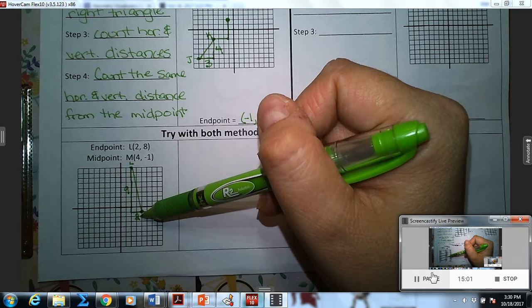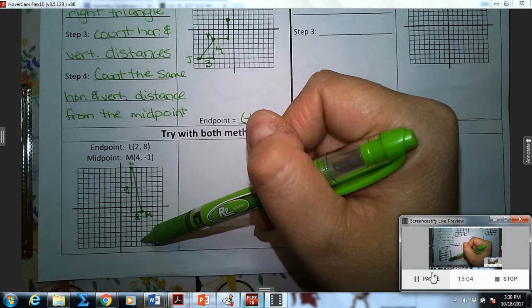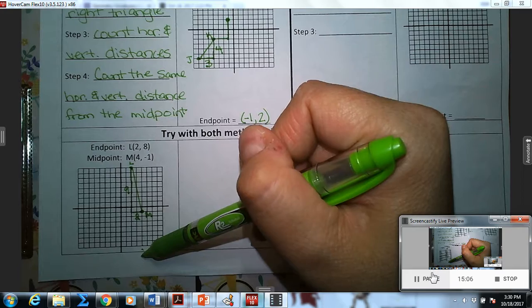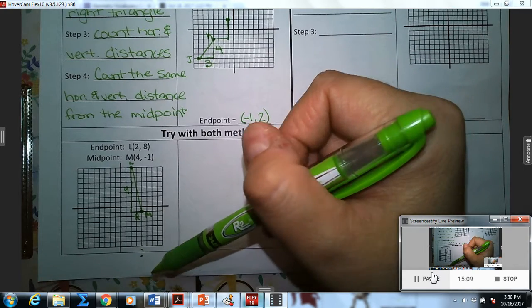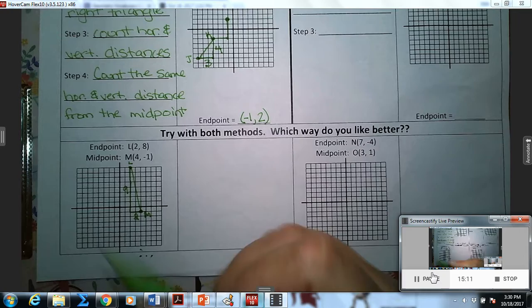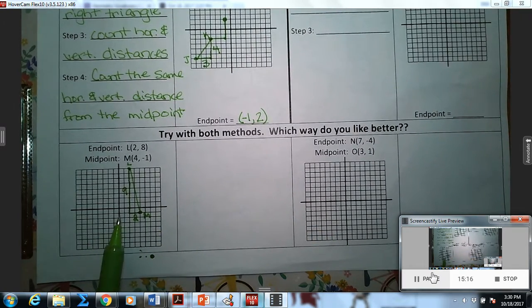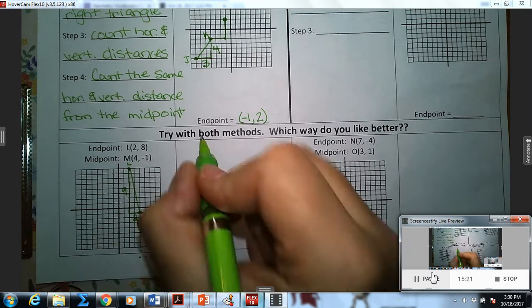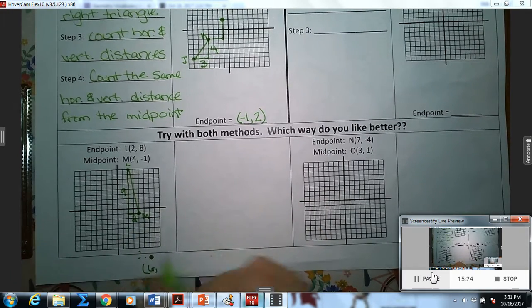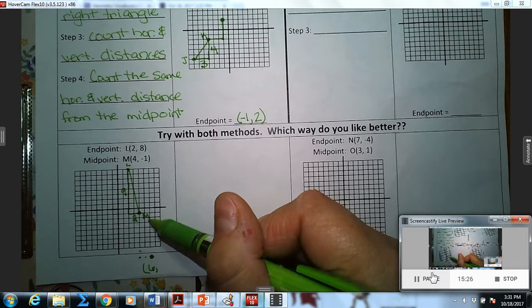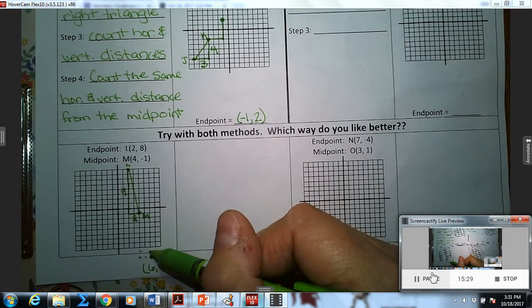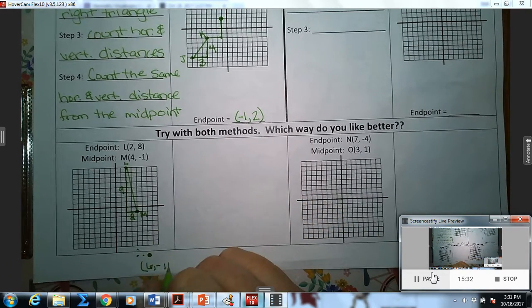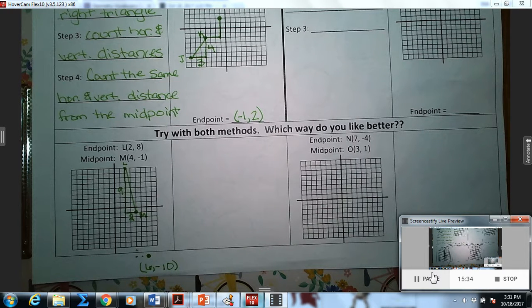So if M is the midpoint, I need to start here and count that same amount. So I need to go down 9, 1, 2, 3, 4, 5, 6, 7, 8, 9. So I'm off my page a little bit. And to the right 2, 1, 2. This will be the location of the final endpoint. This is the point from the origin, 1, 2, 3, 4, 5, 6, and down 10. So the final endpoint is at 6, negative 10.